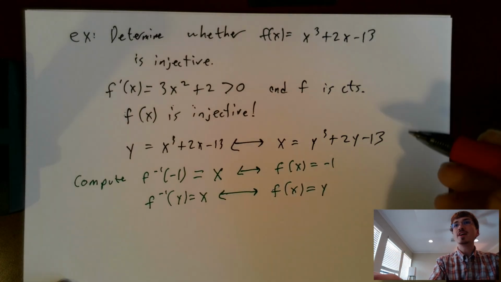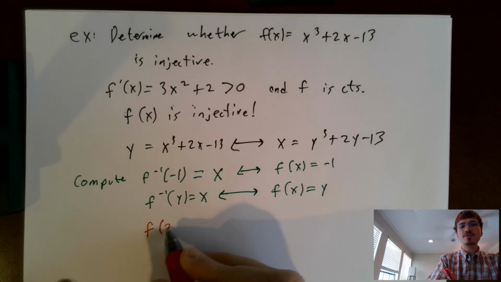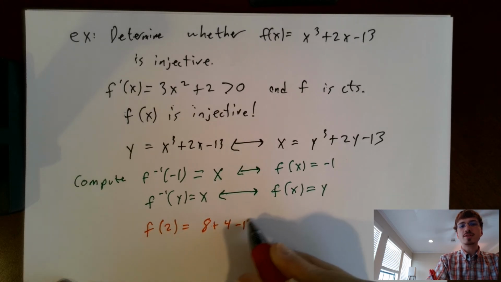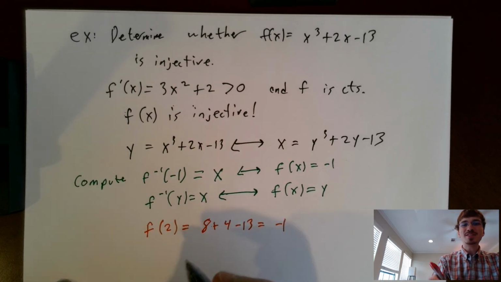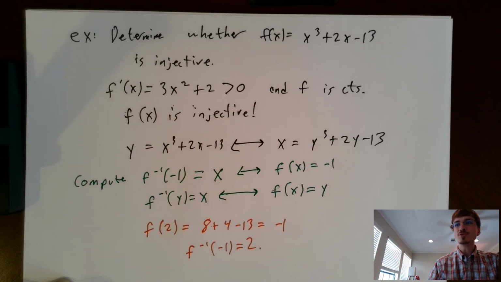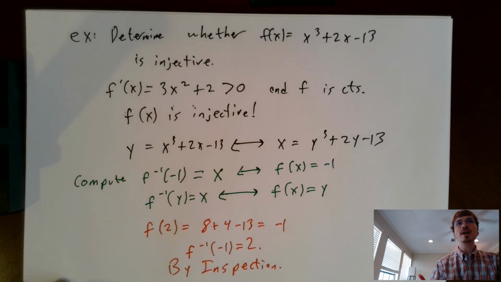So I hope you guys found that x equals 2, I think, works here, because what's f of 2? F of 2 is 8 plus 4 minus 13, which is negative 1. Yeah? So if f of 2 is negative 1, what does that mean for us? That means that f inverse of negative 1 has to be the value 2. And this process of staring at the function is called by inspection. By staring at the function, by inspecting the function, we found a value x that outputs a y value of negative 1. Yeah?